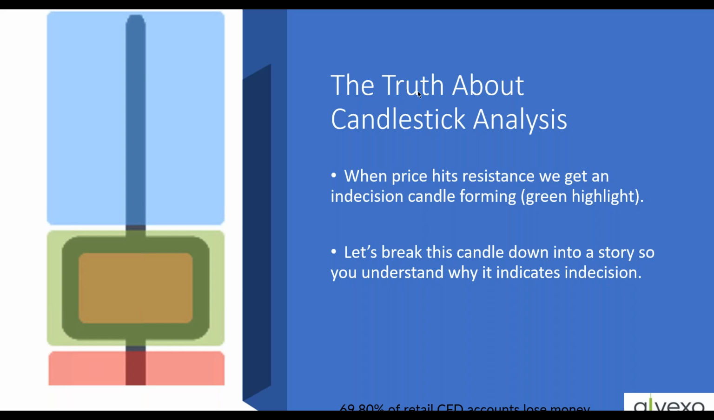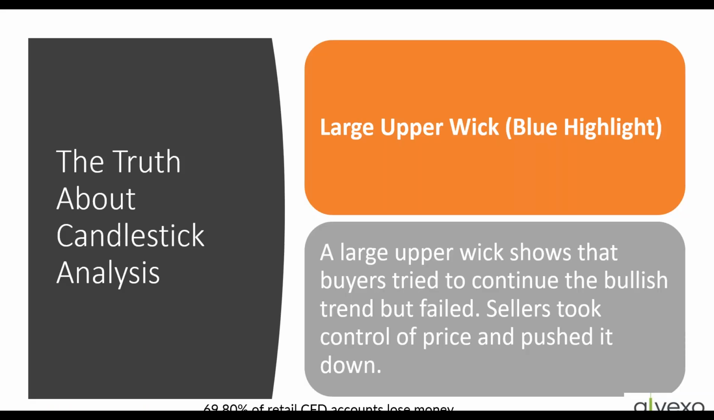So let's break down this candle into the story so you'll understand why it indicates indecision. It has a large upper wick that shows buyers tried to continue the bullish trend but failed. Sellers took control of price and pushed it down.